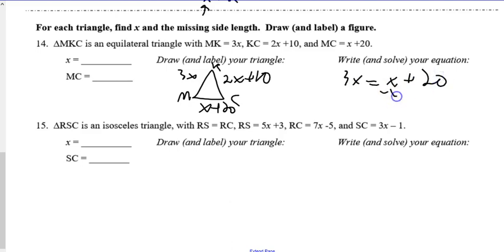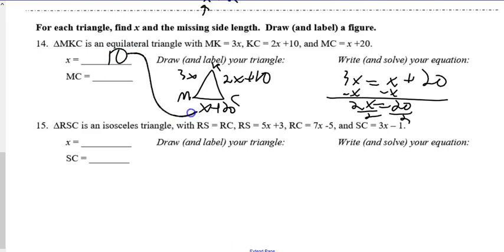I'm going to subtract x. It's going to give me 2x equals 20. And when I divide by 2, x is going to be 10. And when I plug the 10 in, it doesn't matter which side I plug it into because they're all equal. I get 30. 10 plus 20.